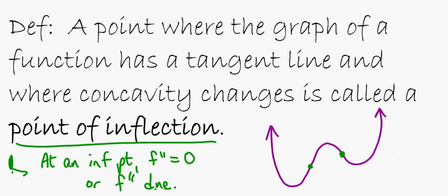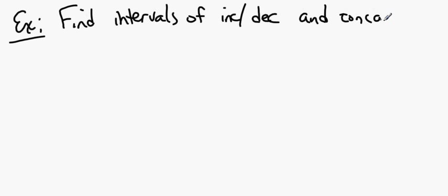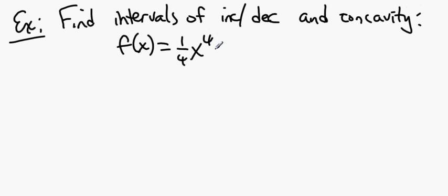Okay? Okay. So, let's find intervals of increase or decrease and of concavity for f of x equals 1/4 x to the 4th minus 2x squared plus 4. Now, we could graph this function on our TI whatever and look for where the intervals of increase and decrease are. We could estimate where the intervals of concavity are, but we don't have to estimate anything.